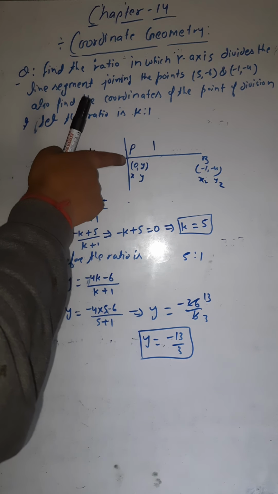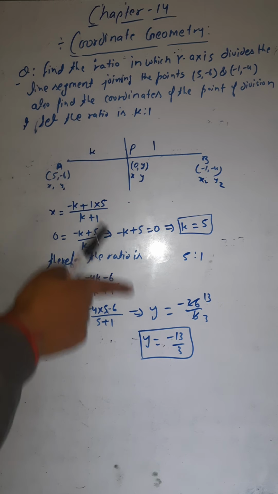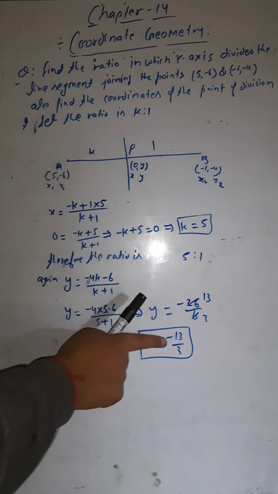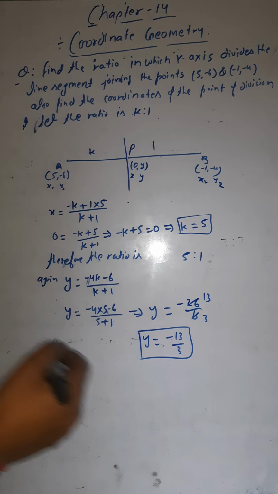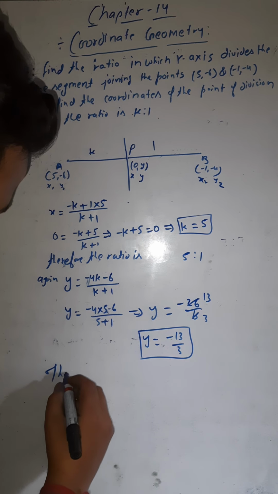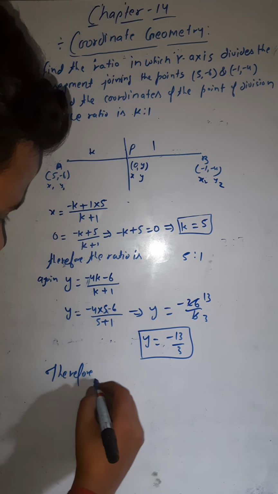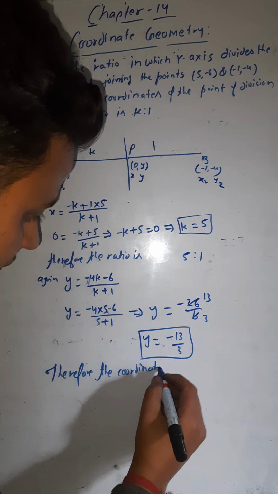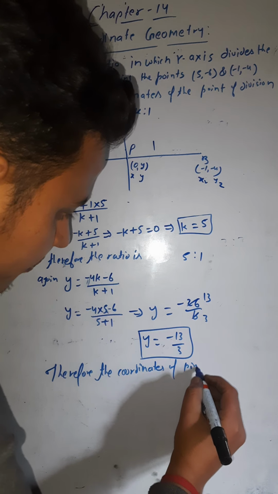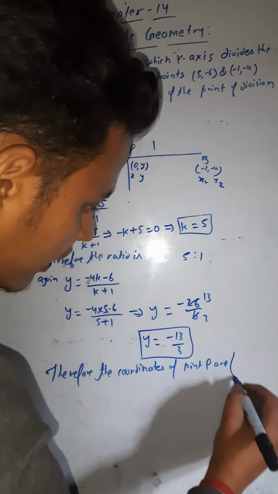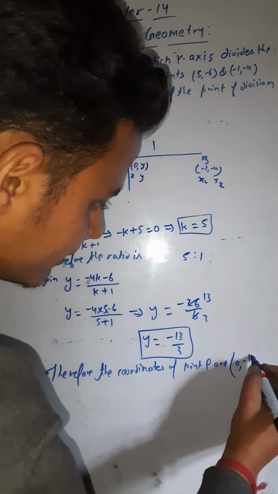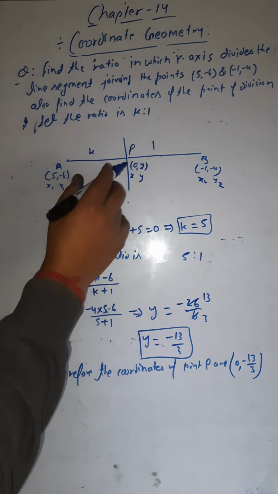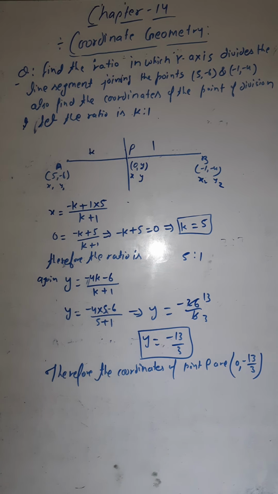So therefore the coordinates of the point on the y-axis, the coordinates of the point P are 0 comma, value is this. Now write here, hence therefore the coordinates of point P are 0 comma minus 13 by 3. 0 comma minus 13 by 3. Okay, this is how you would get both answers, where you have to find out the ratio as well as the coordinates there also.